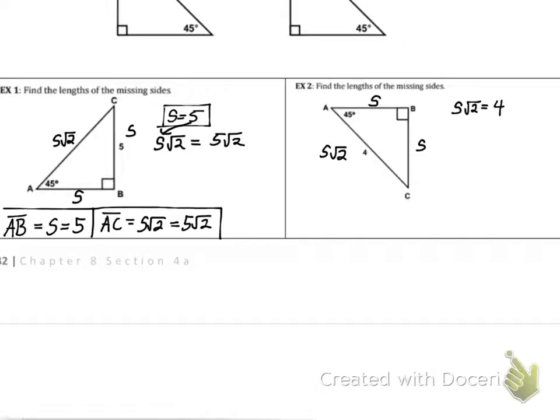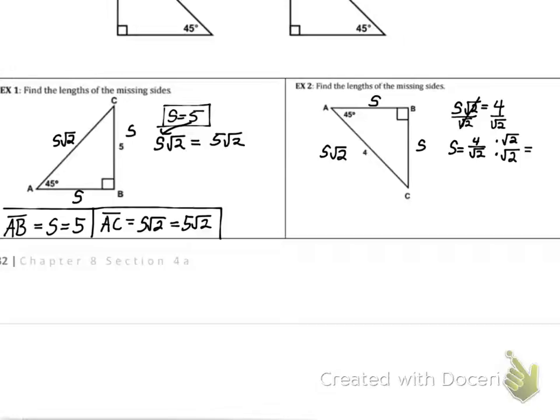And now all I have to do is solve for S. To solve for S, I'm going to divide both sides by square root of 2. Square root of 2 divided by square root of 2 cancels out. And I'm just left with S equals 4 over square root of 2. And yes, S equals that, but I'm not done solving for S. Why can I not quit right now? You can't have a square root in the denominator. Absolutely, I need to get rid of that square root in the denominator. So we're going to multiply the top and bottom by square root of 2.